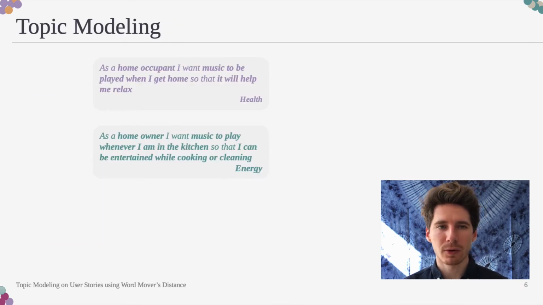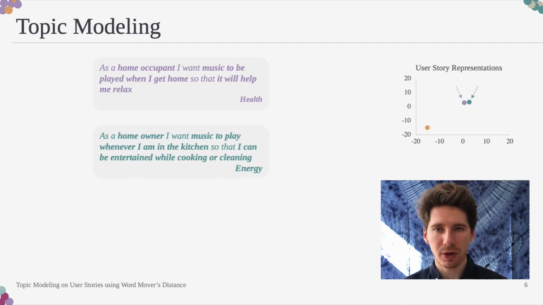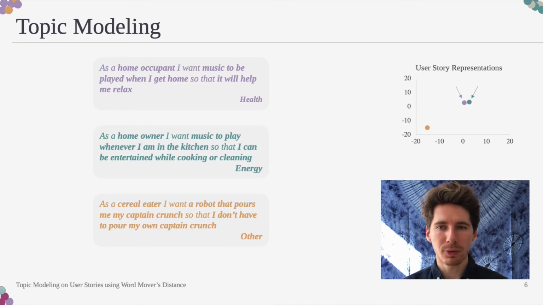What we did now was we wanted to apply topic modeling on this dataset so that these sentences, which I just mentioned, are at the end plotted into 2D space, and similar sentences should be plotted next to each other, while different requirements, like this one about a serial eater who wants a robot that pulls him his Captain Crunch, are further away from the other requirements.